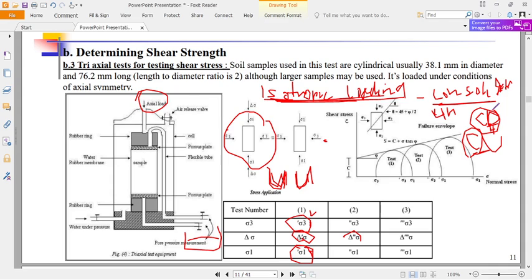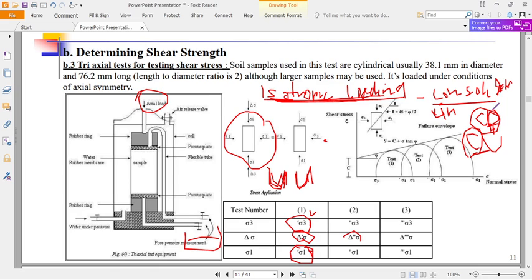We don't apply the confining stress, we only apply the deviator stress. Is that okay? Why don't we? Because this is under the condition of no consolidation. So when you apply the load under the condition of no consolidation, there will be no change. Is that okay? There will be no change.